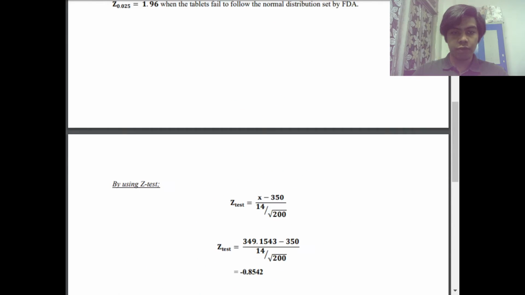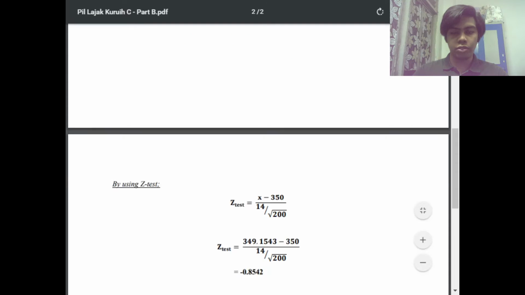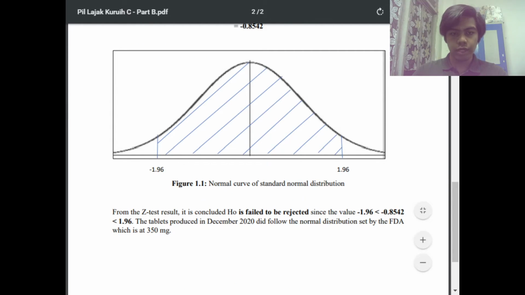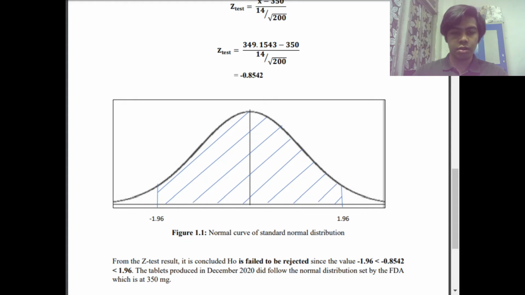So from this value over here, Z alpha over 2, we'll get 1.96, and from there we will illustrate a standard normal distribution, so that we can determine whether the value lies between the region of the numbers or not. Since the value from the Jarque-Bera test is negative 0.8542, and the value for alpha 0.025 is 1.96, we can conclude that this value lies between these two regions.